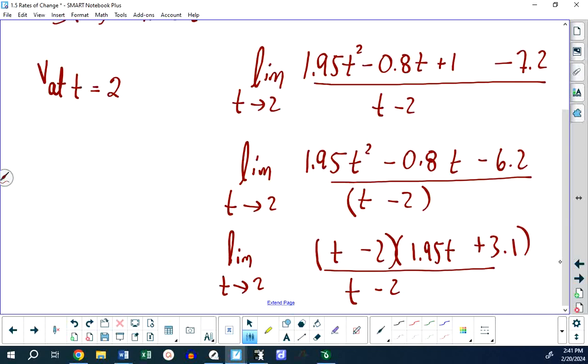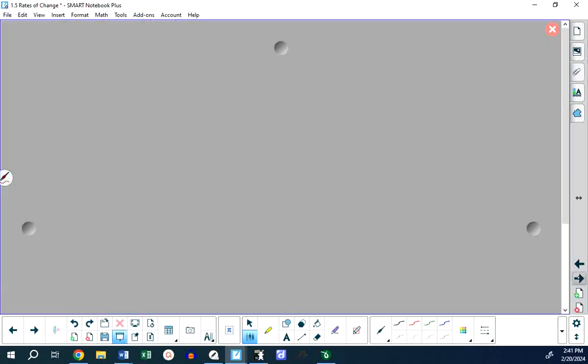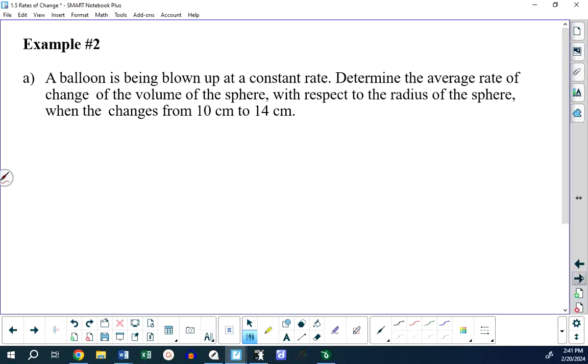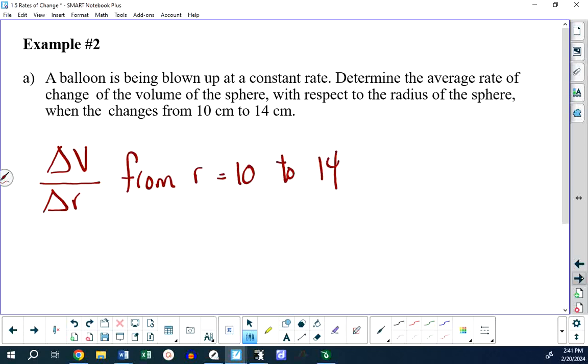Anyway, let's move on. I'm just going to leave this up on the other screen because I see some of you doing a calculation here. All right, number 2, a balloon is being blown up at a constant rate. Determine the average rate of change of the volume of the sphere with respect to the radius. This is not about time. Okay, we're adding air to the balloon at a constant rate. What this is saying is find delta volume over delta R from R equals 10 to 14.